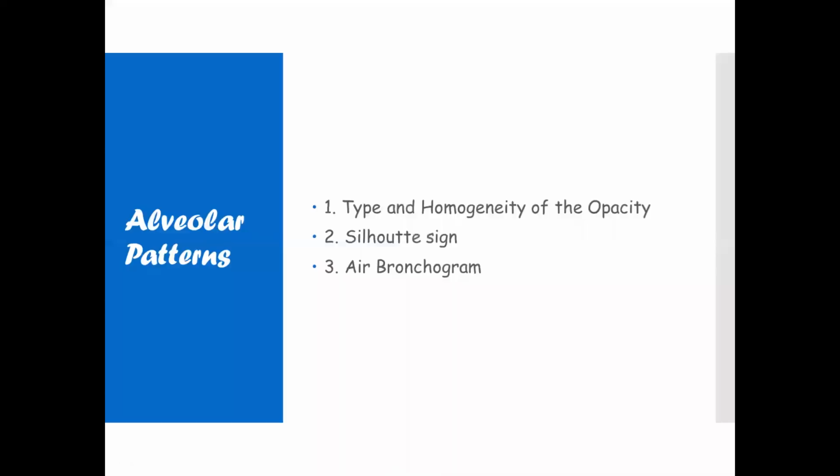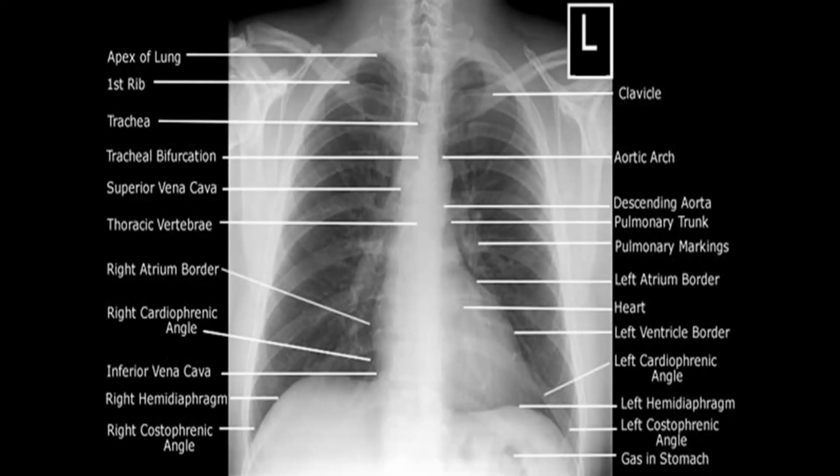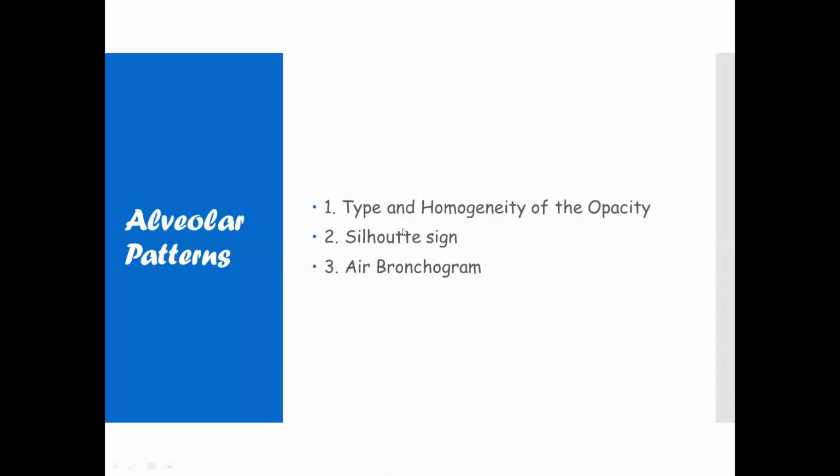Let's move on. So let's talk about some common alveolar patterns. One thing you need to take note of is the type and homogeneity of the opacity. So what does that mean? If you look at a normal chest x-ray, you're going to see that the opacities are usually homogeneous. They're actually similar, like you can see the same pattern on both lungs. So that's what the type and homogeneity of the opacity is.